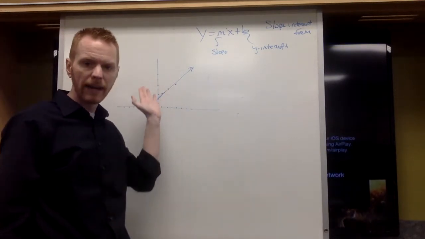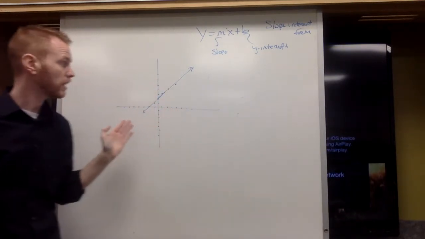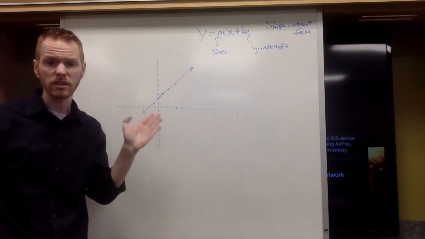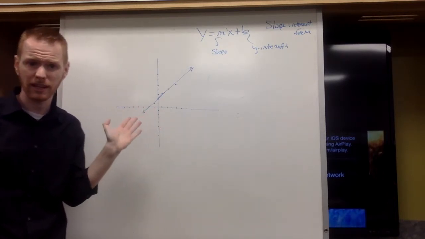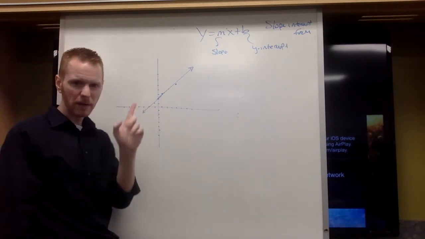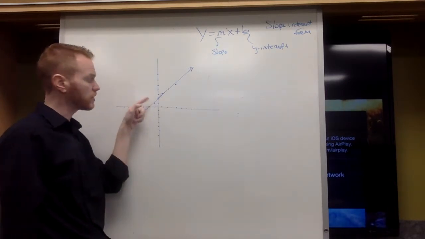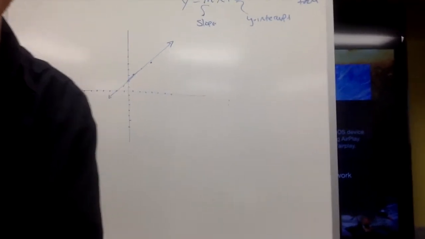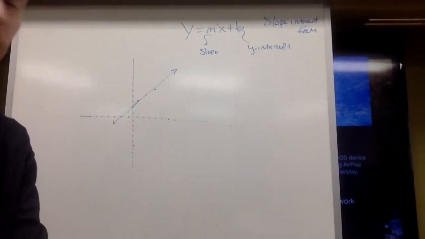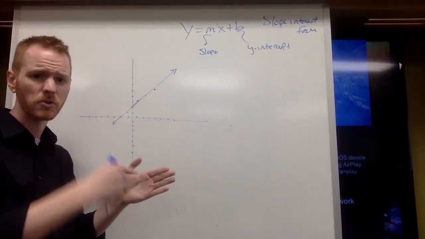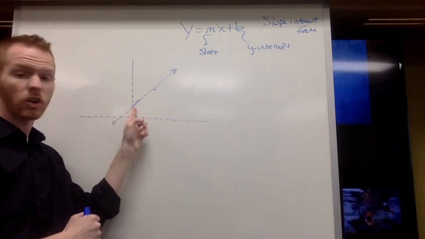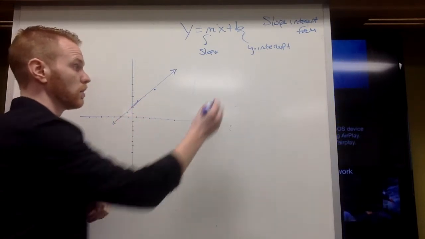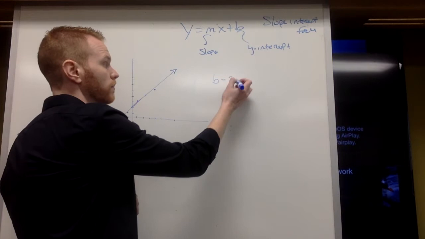Okay, if I had this line right here, and I said, okay, what is the equation of this line going to be? Well, just by visual inspection, I can see, well, maybe you can see, it's very tiny. Let's zoom in. There we go. Come a little closer to the board. I can see that it crosses the y-axis at 2. So my b value is 2.